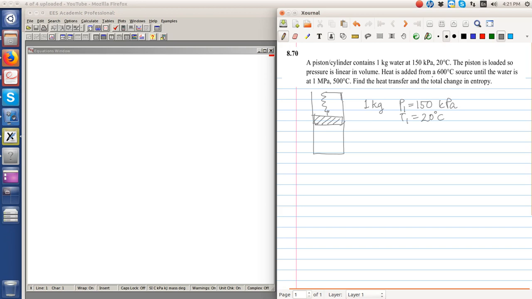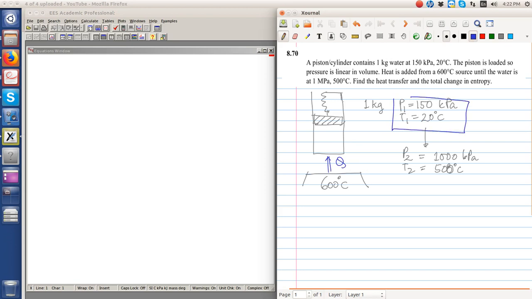Heat is added from a 600 degree source until the water is 1 megapascal and temperature is 500 degrees Celsius. So we must find the total heat transfer and the change in entropy. So it's a very straightforward problem, but it helps to elaborate on some important issues.